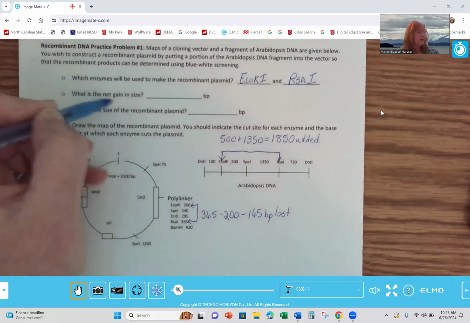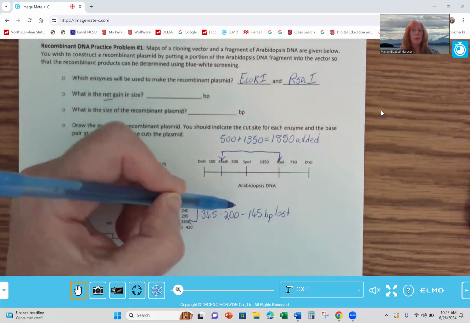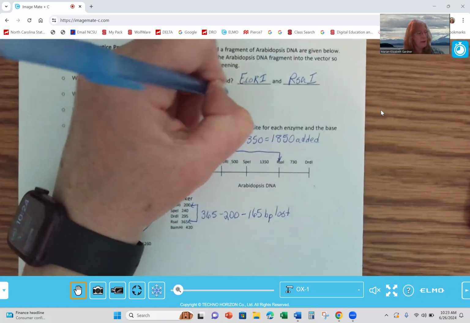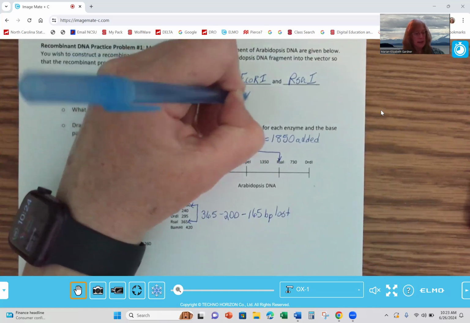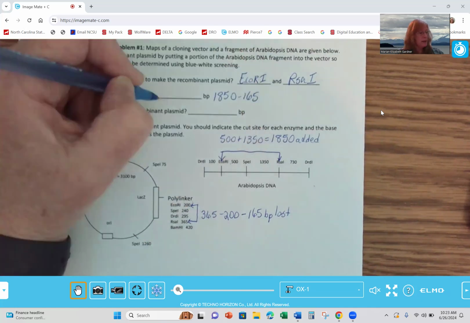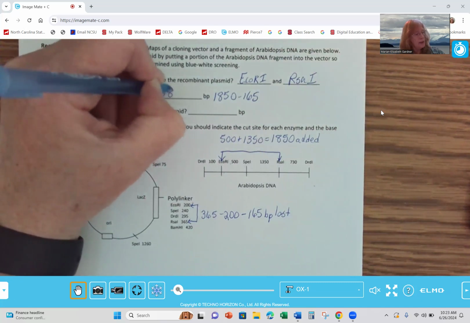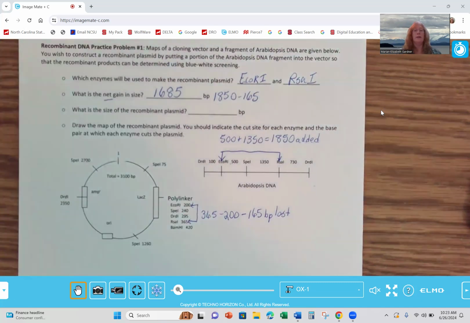Our net gain, which is what I need here, is what we added minus what we lost. So 1850 minus 165, and that's going to be 1,685 base pairs.